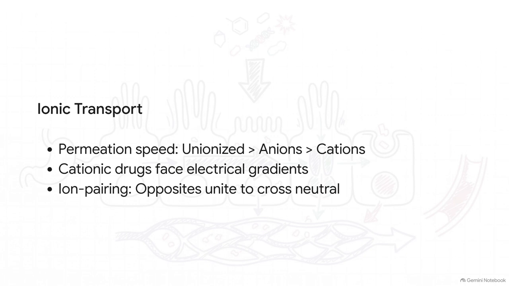But the body is clever. Permanently ionized drugs, like quaternary ammonium compounds, use a trick called ion pairing. They pair up with an oppositely charged natural substance, like mucin, to form a neutral complex. Just remember, opposites unite to cross the wall. Definitely flag this. It's a very tricky but super common exam question.